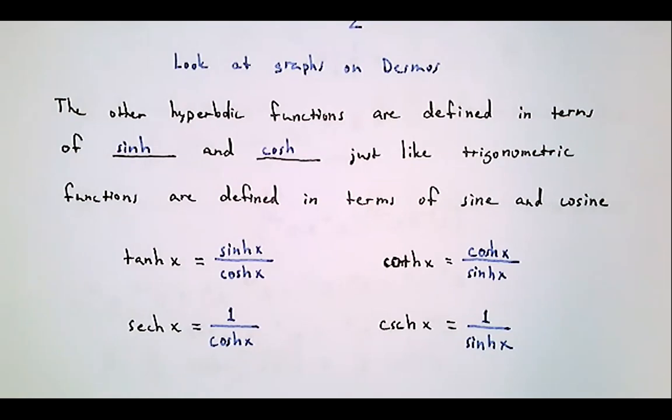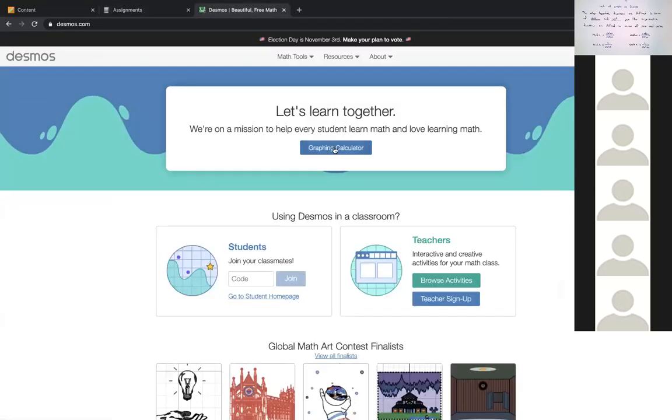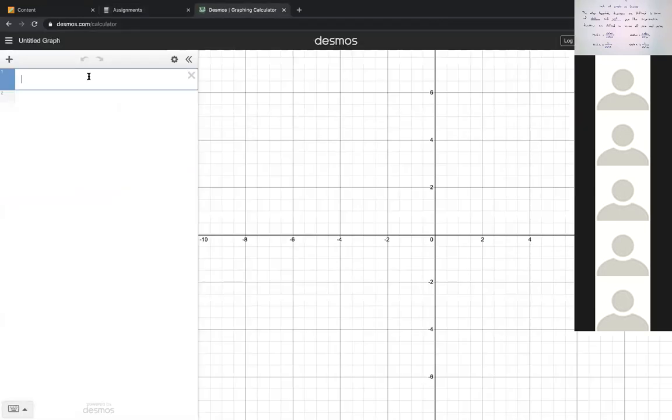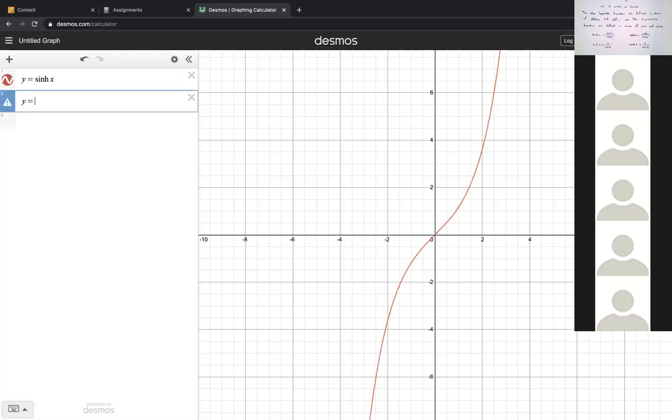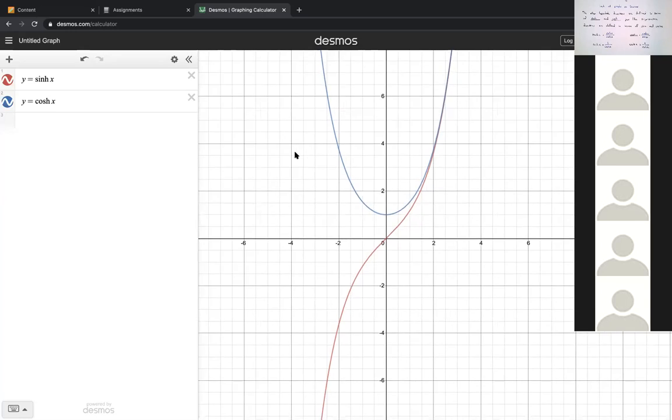Maybe we could also switch back over to the graphing tool. Find my tab. Maybe take another look at the two basic hyperbolic functions, sinh and cosh. This is what they look like close to the origin.